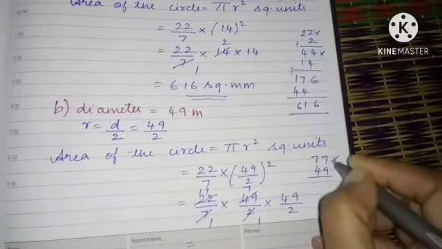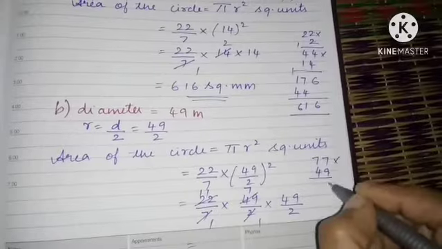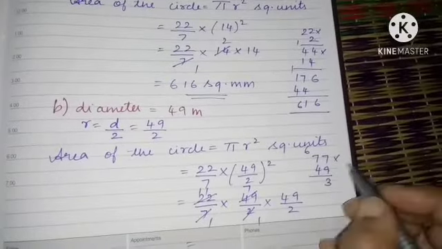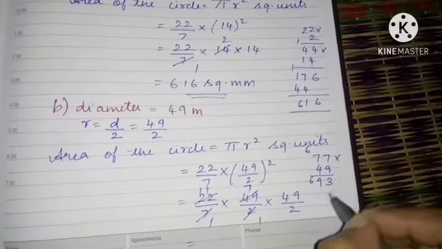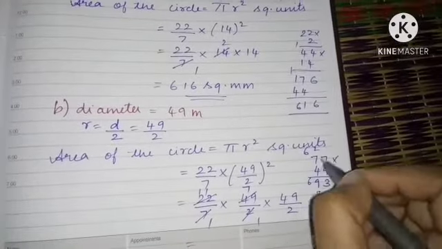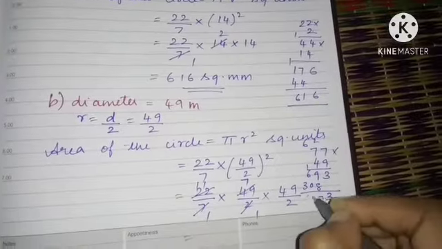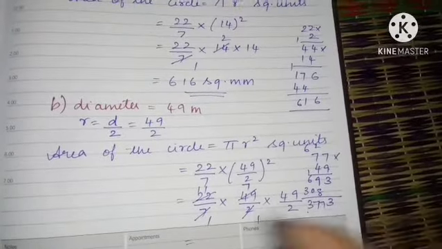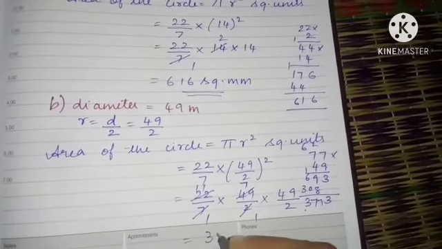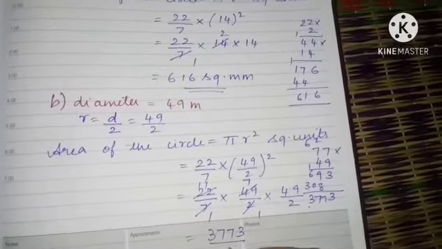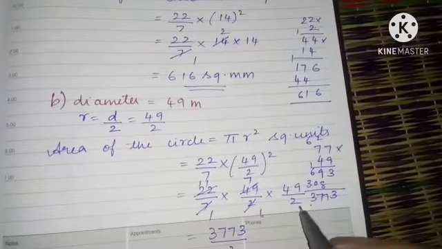77 into 49. Okay, now 7 nines are 63. 7 fours are 28. 3773 divided by 2, because 1 ones are 1, 1 twos are 2.